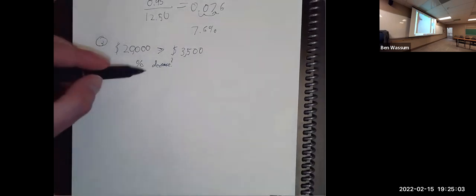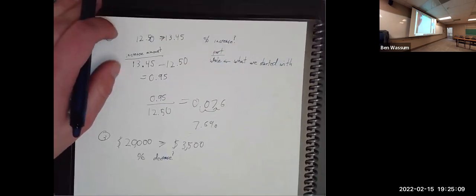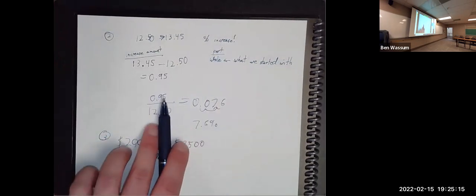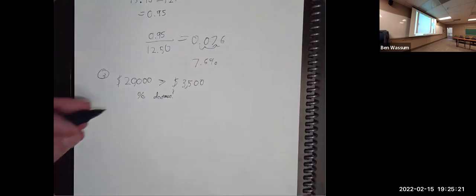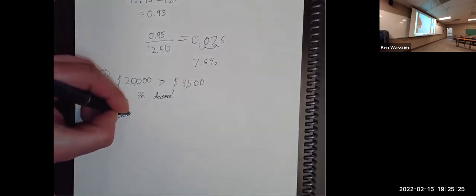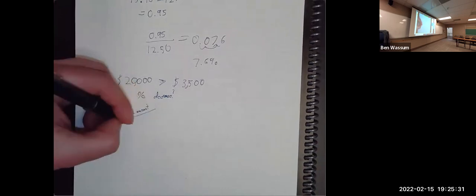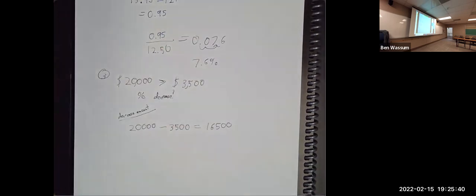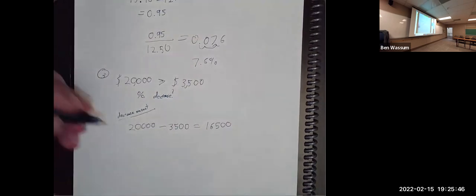So, like any of these other problems, if you notice what we're going to end up doing up here, in order to figure out the percentage increase, we had to figure out the amount it's increasing. And then we found the percentage that was of our original amount. That's exactly what we're going to do here. We're going to figure out our decrease amount. So we're going to figure out our difference, which is going to be 20,000 minus 3,500. That's what, 16,500.